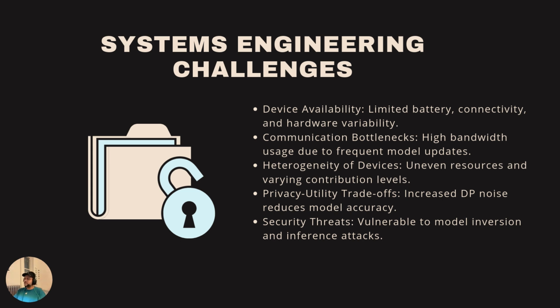Third, the heterogeneity of devices poses challenges as devices with varying computational resources contribute unevenly to the training process, slowing down convergence. Additionally, the privacy utility trade off remains critical. While DP ensures strong privacy guarantees, it reduces model accuracy by adding noise. This requires careful optimization. Finally, security threats, such as model inversion and membership inference attacks, highlight the need of robust multi layered privacy mechanisms to prevent adversarial data extraction. Overcoming these challenges is key to making privacy preserving technologies scalable, secure, and effective in real world applications.